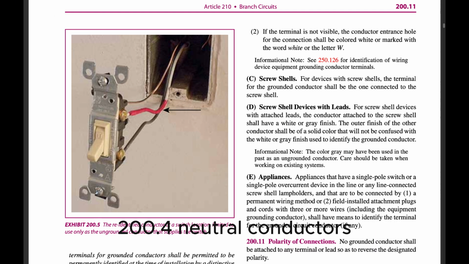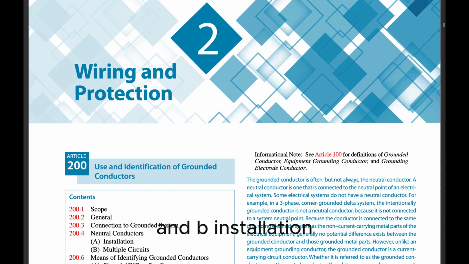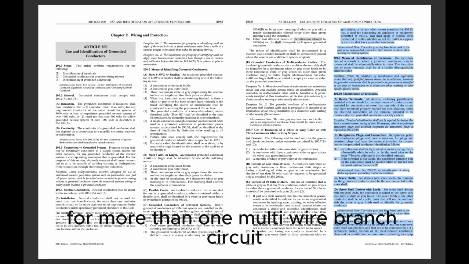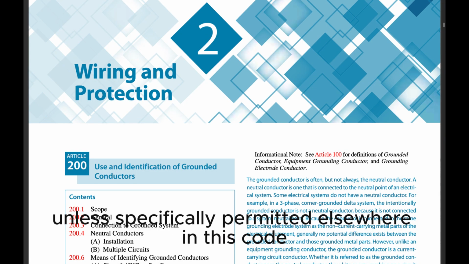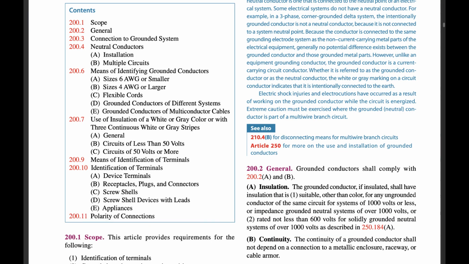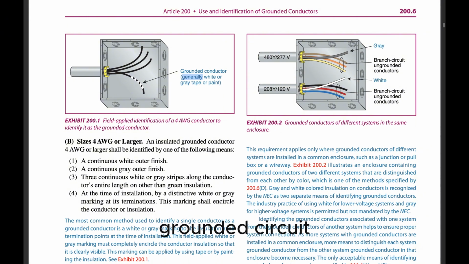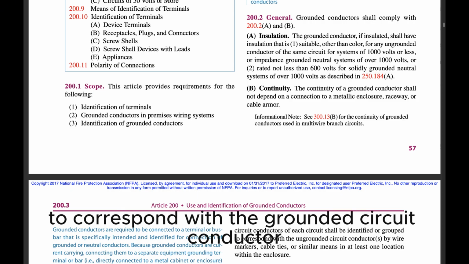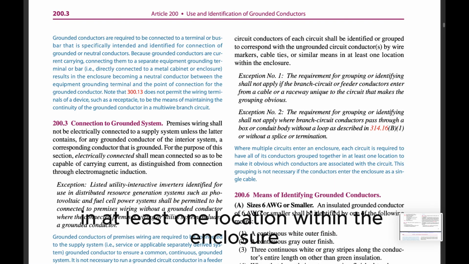200.4 Neutral conductors. Neutral conductors shall be installed in accordance with 200.4(A) and (B). (A) Installation. Neutral conductors shall not be used for more than one branch circuit, for more than one multiwire branch circuit, or for more than one set of ungrounded feeder conductors unless specifically permitted elsewhere in this Code. (B) Multiple circuits. Where more than one neutral conductor associated with different circuits is in an enclosure, grounded circuit conductors of each circuit shall be identified or grouped to correspond with the ungrounded circuit conductor, as by wire markers, cable ties, or similar means in at least one location within the enclosure.